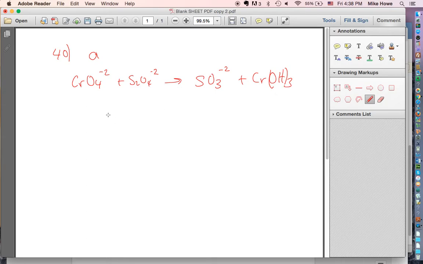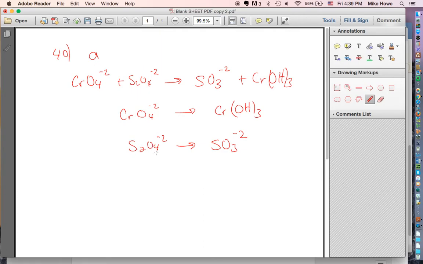All right, so looking at this equation, if we do the two half reactions, we know the chromiums are going to turn into some other form of chromium. So we're going to put the chromiums in the same equation. And then the S2O4. We can see that the sulfur, let's see, what is the charge going to be on a sulfur here? This would be sulfur 3, I believe.